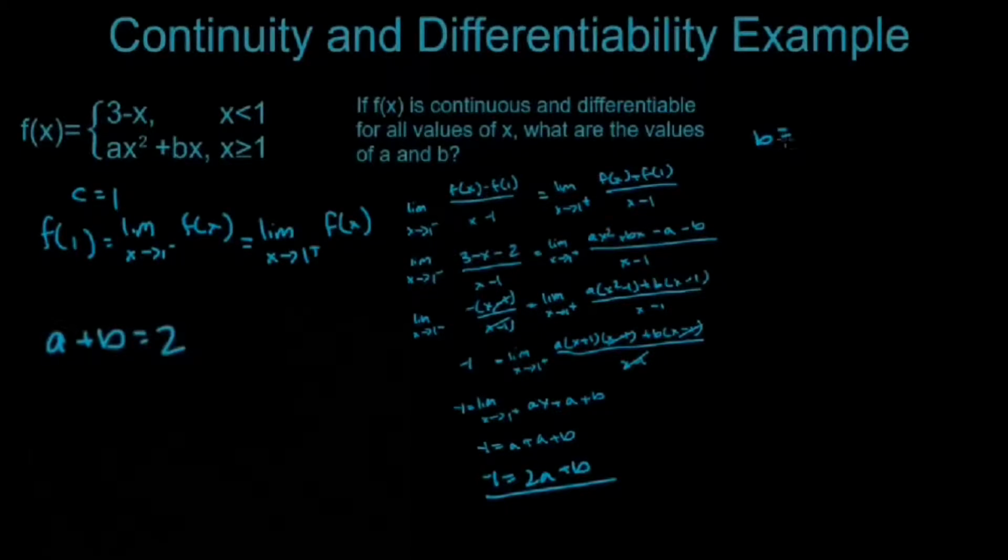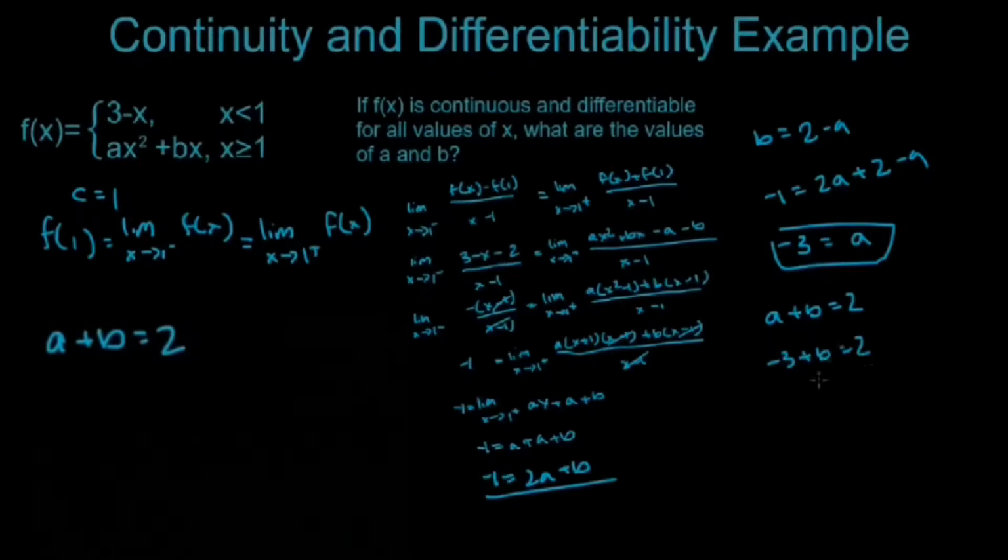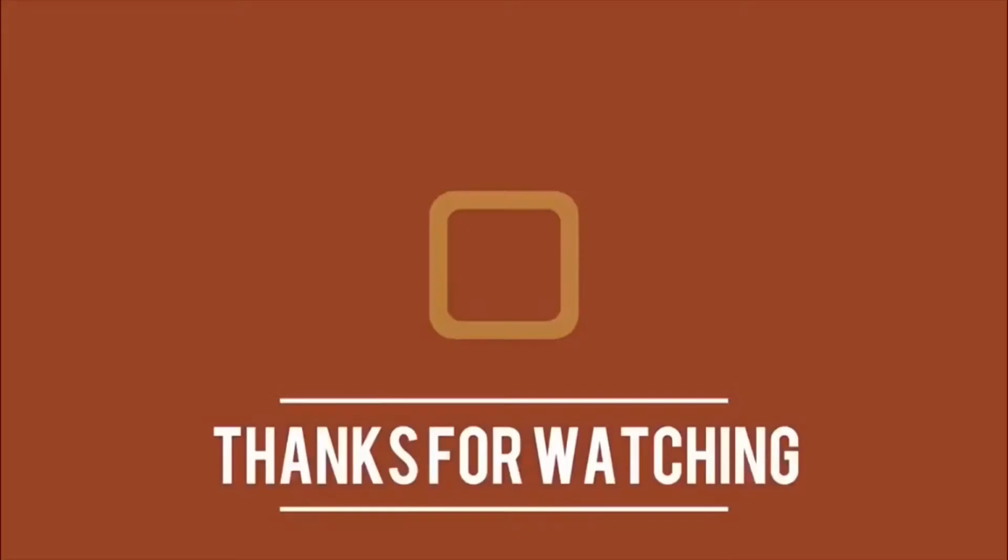Now we have a system of equations. From a plus b equals 2, we can isolate b and get b equals 2 minus a, and plug in b to negative 1 equals 2a plus b. You'll find that a equals negative 3. Using simple algebra and repeating these steps to find b, you'll see that b equals 5. Therefore, to make this function continuous and differentiable, a equals negative 3 and b equals 5.